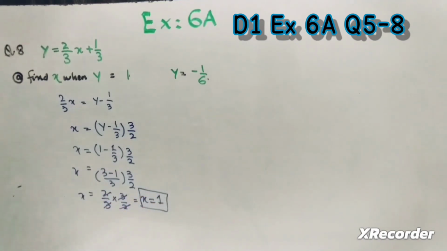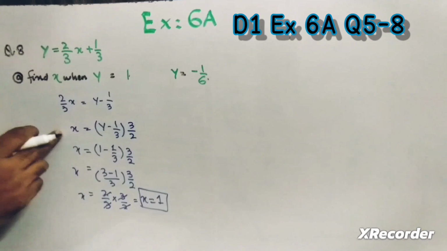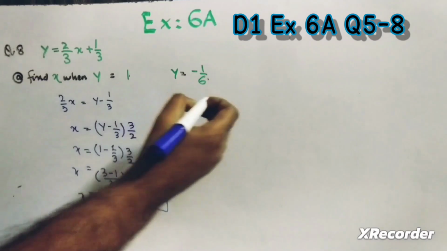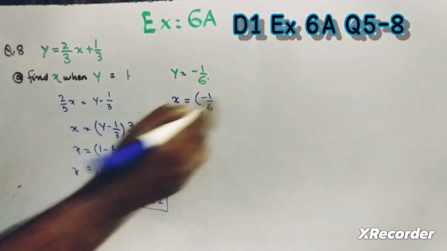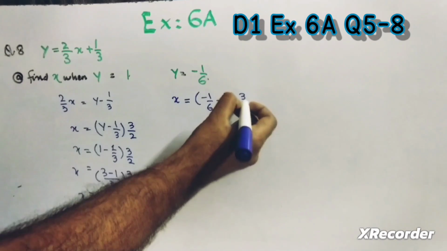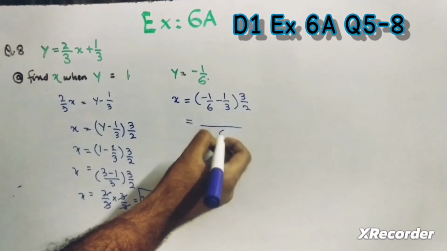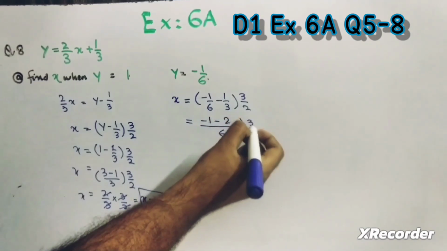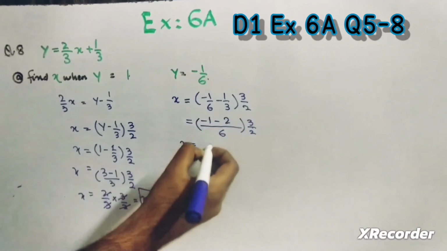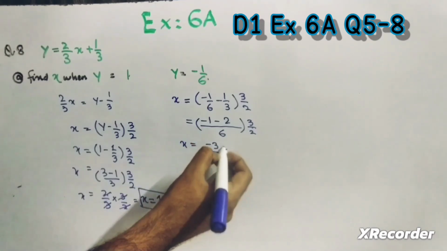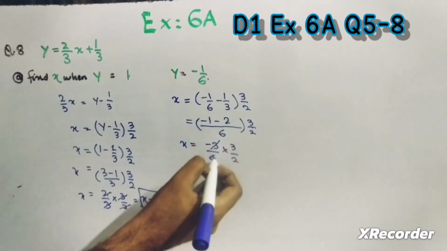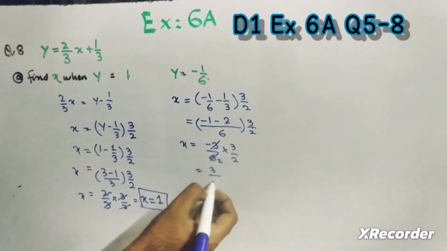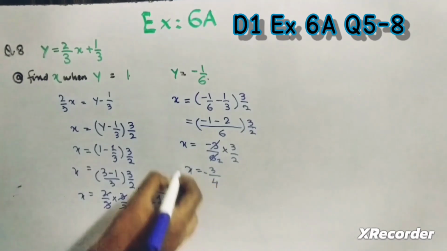Now on the second part, since we have found our equation, put the value of y in this equation: minus 1 upon 6 minus 1 upon 3, over 2 upon 3. By taking the LCM, we get minus 1 minus 2 over 6, times 3 upon 2, which is minus 3 upon 6 multiplied with 3 upon 2. So we can cut out this 3. What we get is minus 3 upon 4. So this is our required answer.